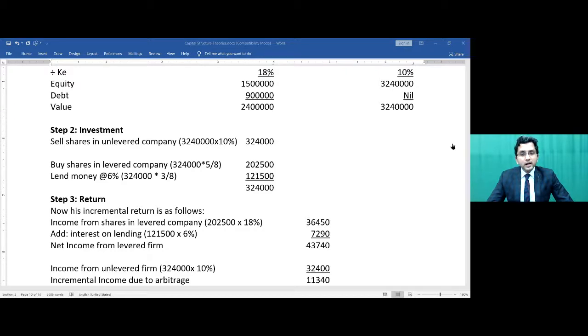See, you have borrowed 9 lakh rupees for your company, and 6% is the rate of interest. So 9 lakh into 6% is 54,000.